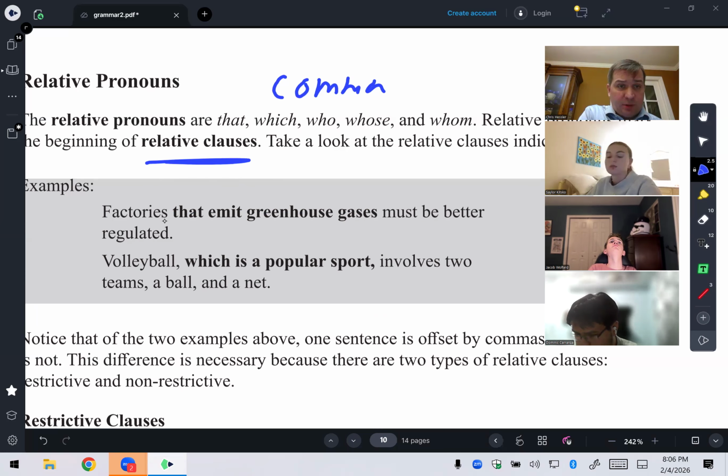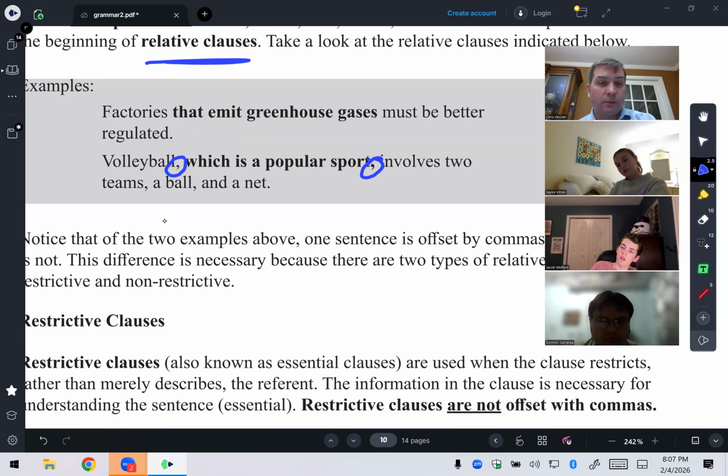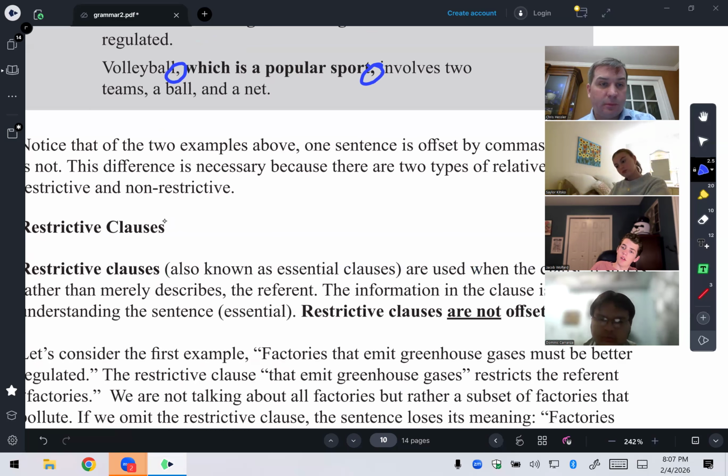Second one, I'm going to try pulling this volleyball. I'm going to pull the clause out. Volleyball involves two teams, a ball, and a net. Have we lost meaning? No, not really. So I was talking about all volleyball. So I have not restricted the referent volleyball. So we need commas. It's just a comma rule. Okay. Yeah, that's pretty much it.